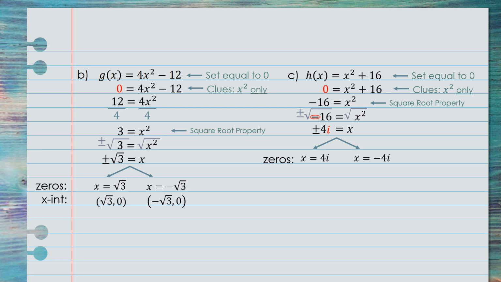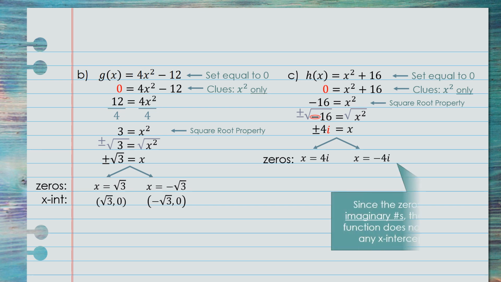Now look at your zeros. Are they real or imaginary? Well, since in this case the zeros are imaginary because we have the i, then the function does not have any x-intercepts, which means you would simply write the word none.